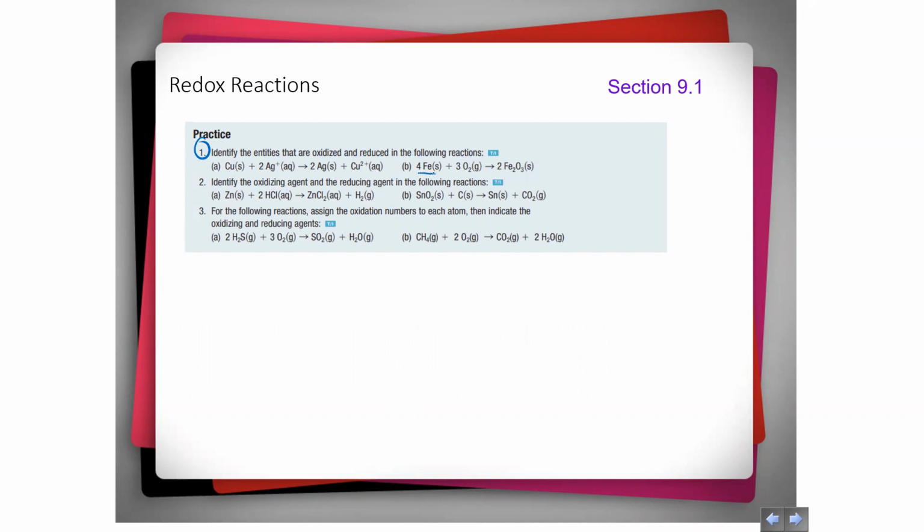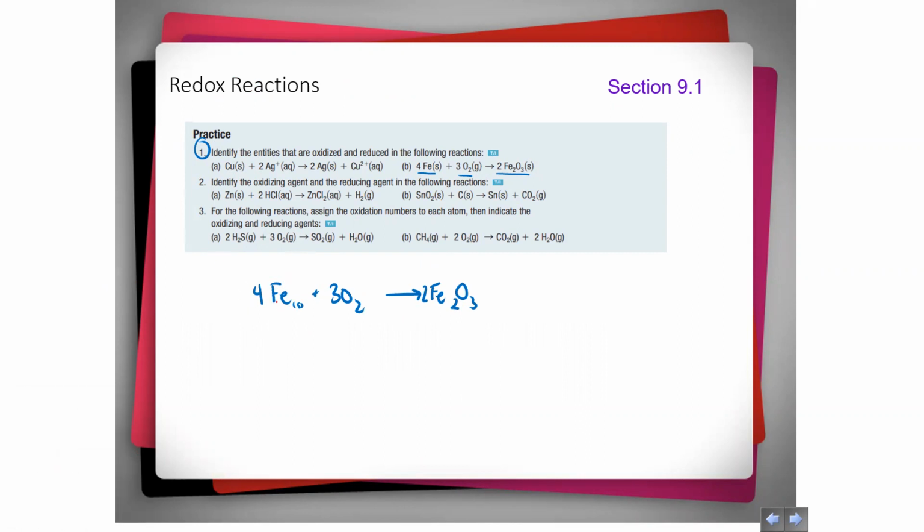Let's try this one. Iron solid and oxygen to iron 3 oxide. So Fe plus 3O2 yields FeO3. So this is a little bit complicated. What we're going to do is use oxidation numbers to identify what was oxidized and what was reduced.